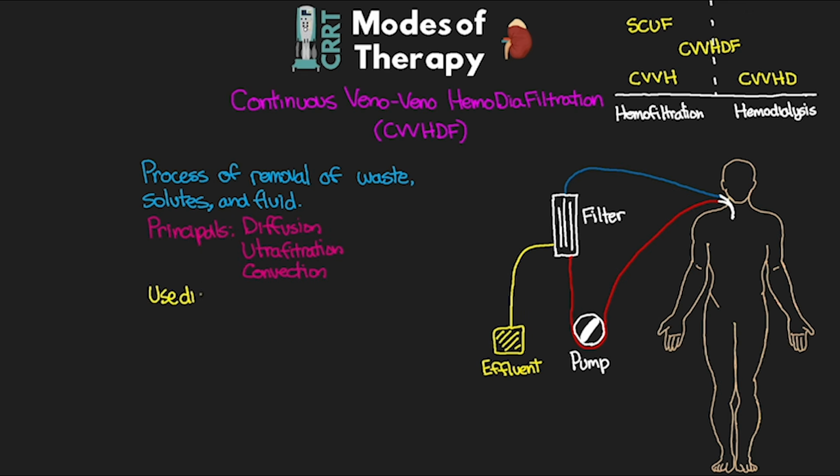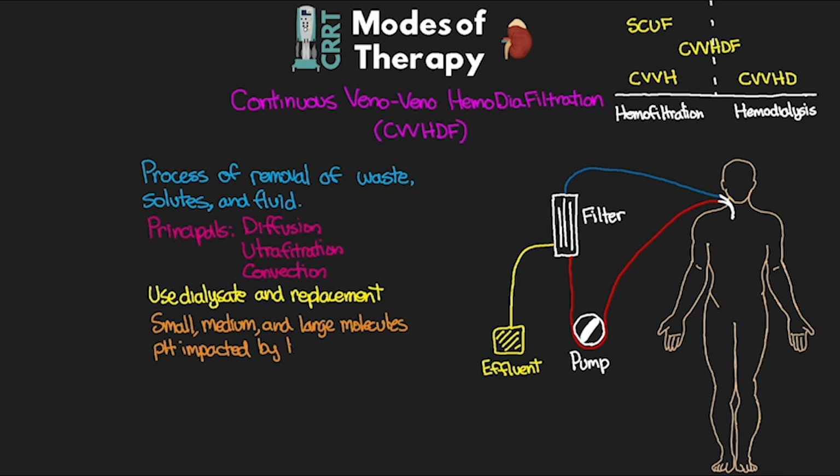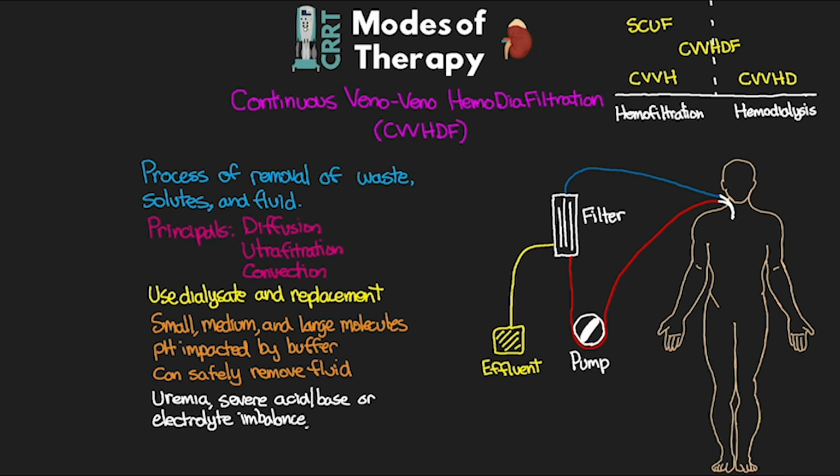So speaking of that, this therapy is going to require both the use of dialysate and replacement fluid. And this therapy is going to be effective at clearing small, medium, and large size molecules. Our patient's pH is going to be impacted by the buffer in the solutions, and we can safely remove fluid from our patients in this mode. And our indications to use this one are going to be for uremia, severe acid-base and electrolyte imbalances, fluid removal, or when large molecule clearance is necessary.